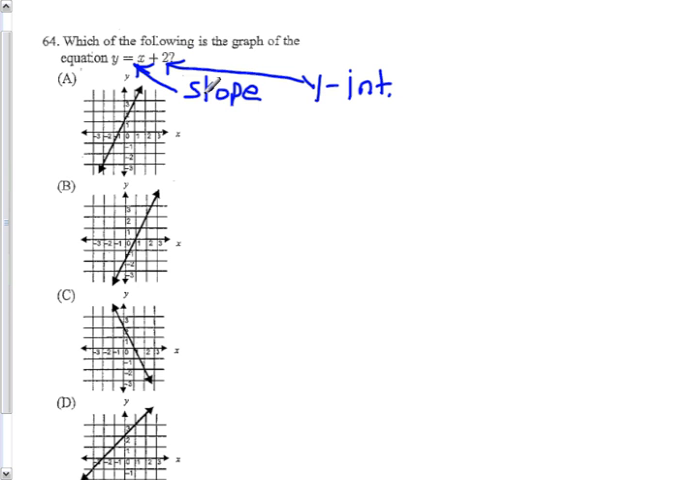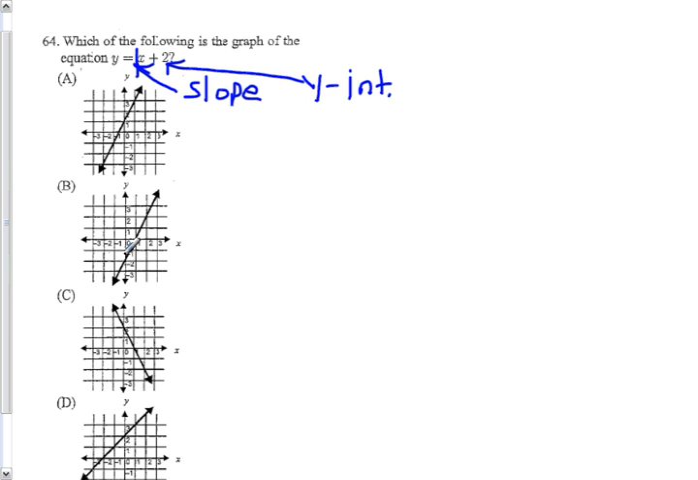Whatever number is in front of the x variable when it's in slope-intercept form will be the slope of your line. And what we want to pay attention to first is, is it positive or negative? Now, there's not a 1 in front of this x, but we can always assume there is a 1 there. So 1x would be a positive number.